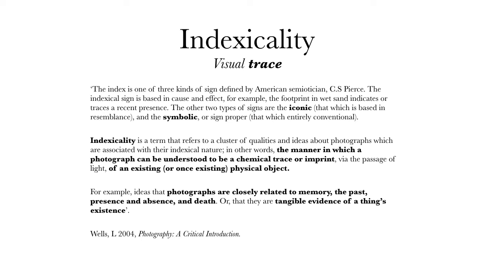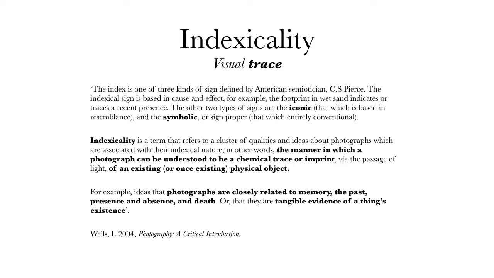This is where we start talking about indexicality and visual trace within a photograph. This is also another great resource that I mentioned earlier in the trimester, which I put a link to in the resources on the Learning Griffith course content page. There is an online link to Griffith Library, and you can read this book edited by Liz Wells, Photography: A Critical Introduction. The idea of indexicality is that it goes hand in hand with photography.